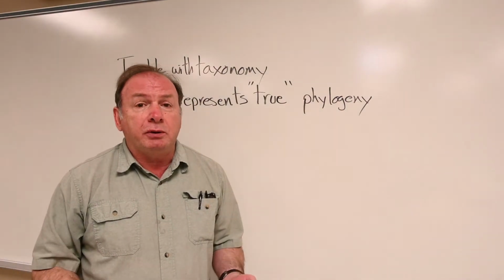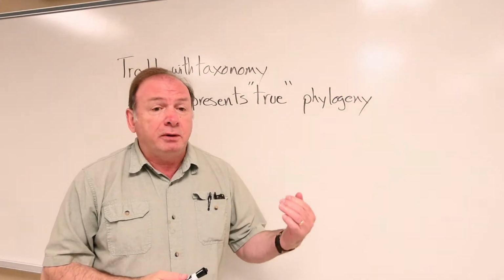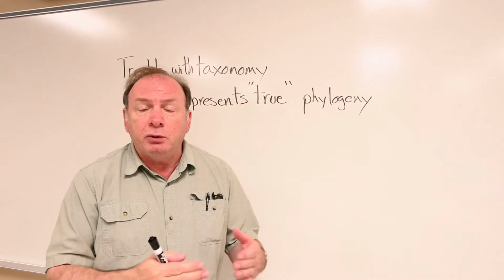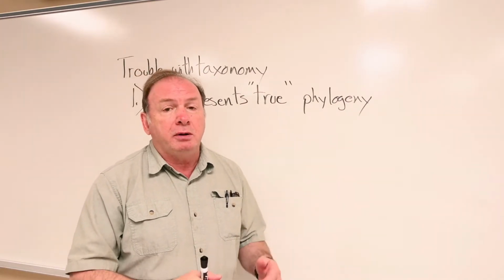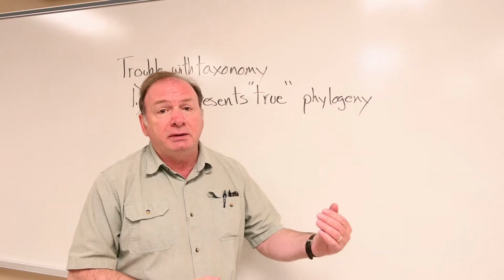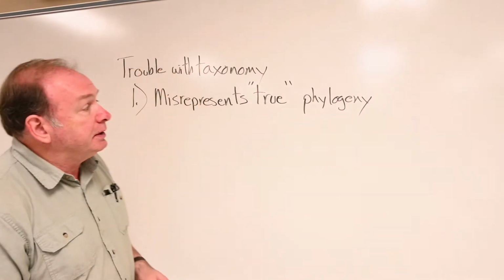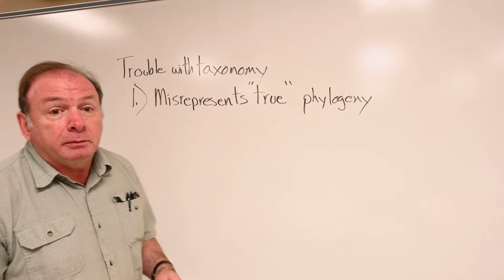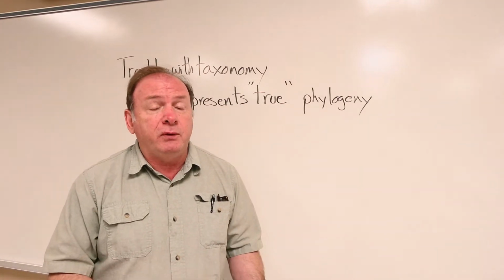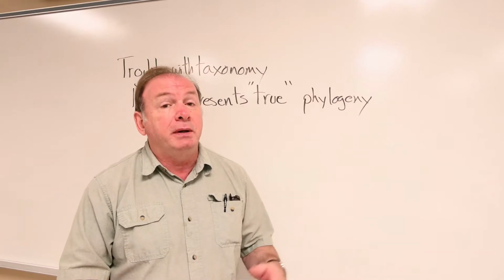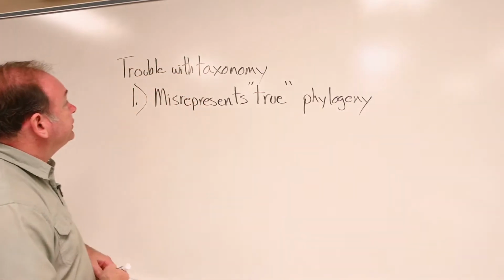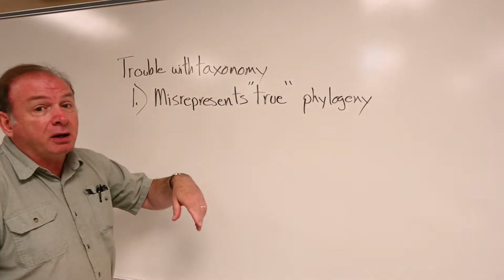Okay, we've just described how we name our different kinds of organisms and group them into different named groups. This hierarchical pattern of kingdom, phylum, class, order, family, and genus and species is very convenient for us to make reference to our different groups and name them and identify them, but there are some problems with that, so we're going to talk about trouble with taxonomy.